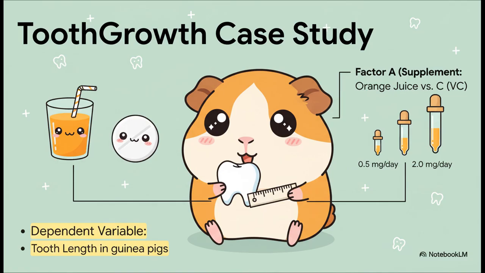So here's the setup. What we want to know is what affects tooth length in guinea pigs. We've got two factors we're testing. Factor A is the type of supplement they get. It's either orange juice or pure vitamin C. And factor B is the dosage, how much they get each day.